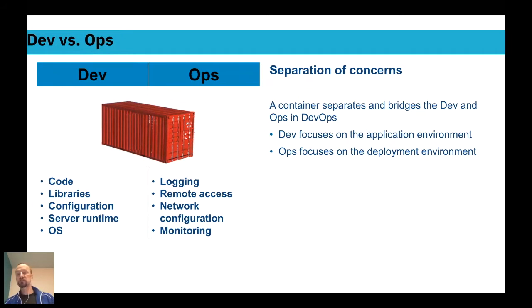However, operations comes as well. So DevOps, both parts, development and operations, are as important as the other one. In operations, you take care of logging, access to the system from outside, so remote access. You configure your networking, how you access your system, and you can monitor your application. These two separations of concerns, development and operations, are being merged together, and they are all treated the same way, with the same importance in our container.